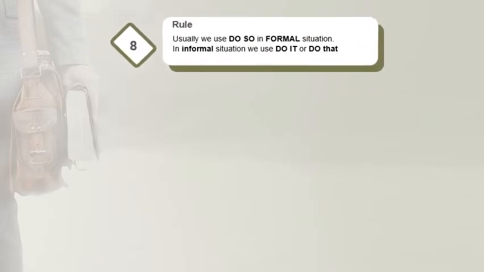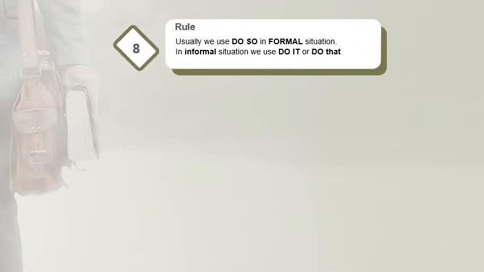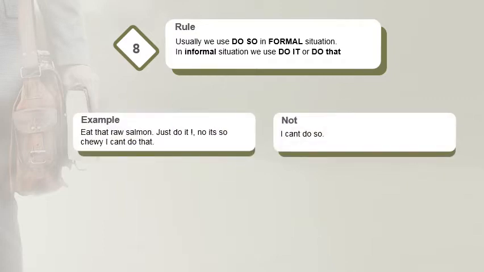Rule number 8. Usually we use do so in formal situations. And in informal situations, we use do it or do that. As example, eat the raw salmon. Just do it. No, it's too chewy. I can't do that. So we don't say I can't do so.